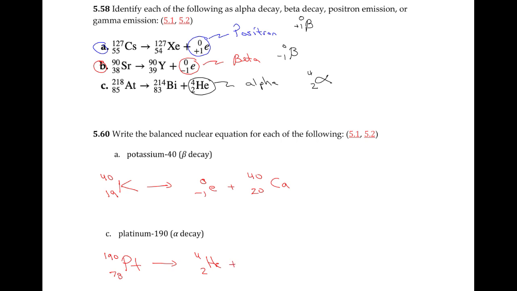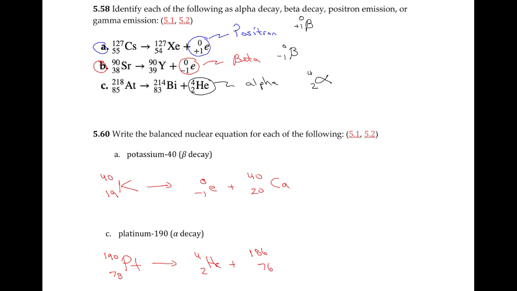And I just have to ask myself the same thing. I have to balance out the mass numbers and the atomic numbers, the totals on both sides of the equation, the reactants and the products. On the reactant side, my mass number is 190. So far I have 4 on the product side, so what plus 4 will give me 190? The answer is 186 plus 4 will give you 190. What plus 2 will give you 78? The answer is 76.